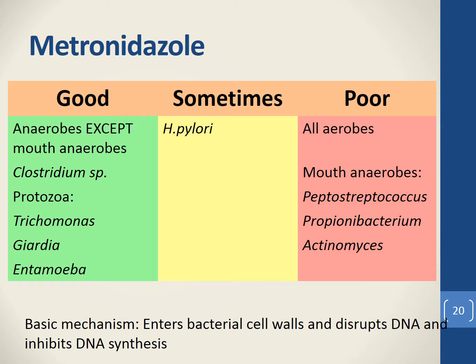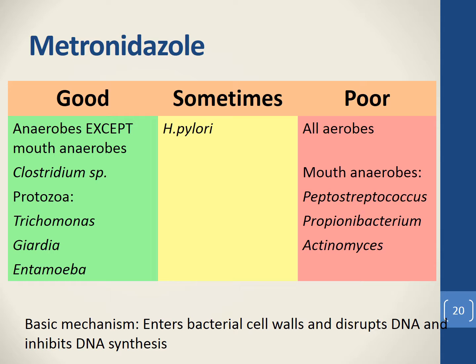So you'll see that mouth anaerobes are listed as having poor coverage, and that's because those bugs tend to be facultative anaerobes. It makes sense, and facultative meaning it can survive in the presence or absence of oxygen. And it makes sense that they'd be located in the mouth, right? Because you're breathing in and they're going to have oxygen exposure.